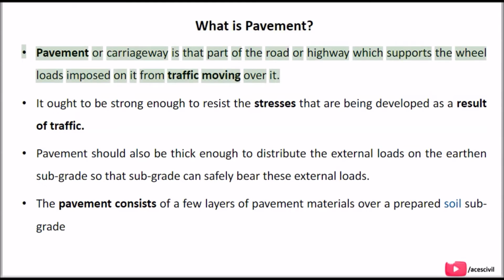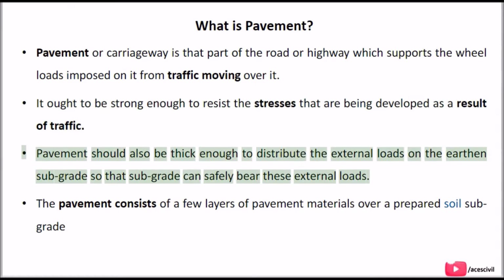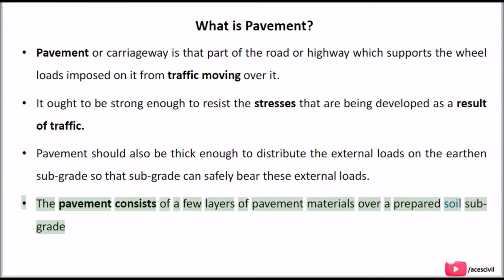Pavement or carriageway is that part of the road or highway which supports the wheel loads imposed on it from traffic moving over it. It ought to be strong enough to resist the stresses that are developed as a result of traffic. Pavement should also be thick enough to distribute the external loads on the earthen subgrade so that the subgrade can safely bear these external loads. The pavement consists of a few layers of pavement materials over a prepared soil subgrade.